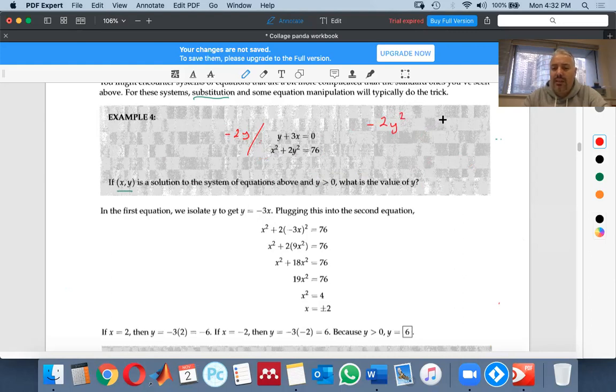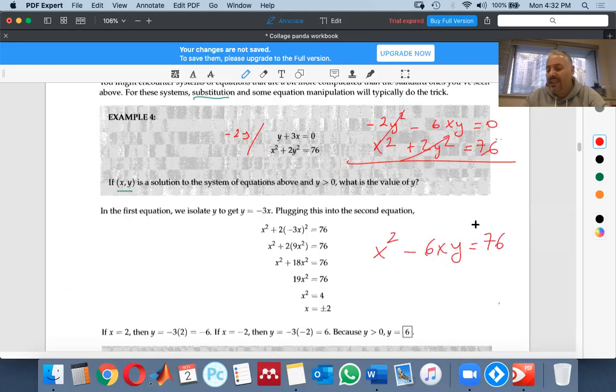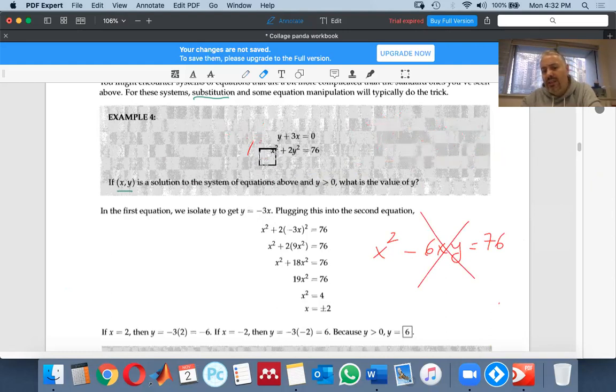but it will be complicated. No, not a good idea. But let me continue. Negative 2y squared minus 6xy equals 0, x squared plus 2y squared is 76. So this one and this one simplify. x squared minus 6xy is equal to 76. But it's not a good idea. This is difficult. Sorry. The way I solved it was better. I don't know any practical way. This is the way. If one of you knows, please share with us.